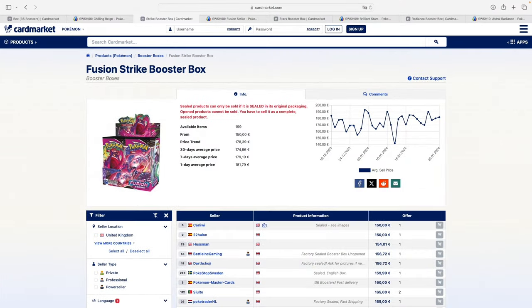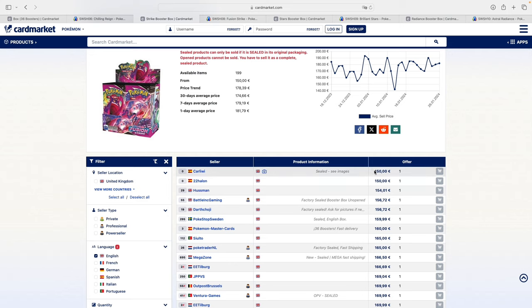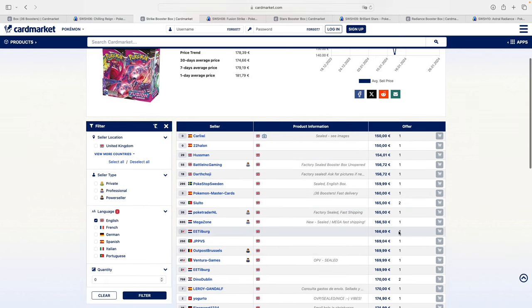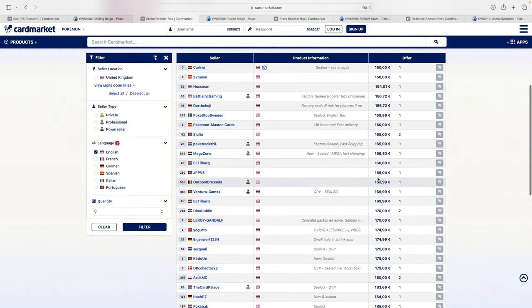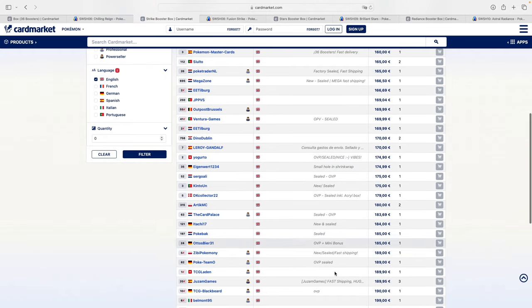Fusion Strike is quite interesting. Why? A little spoiler. It is the set amongst the four that we have the least number of booster boxes available. As you can see here, lowest listed, 150 euros. However, these sellers have zero feedbacks, which is a bit suspicious. These three sellers here are from the UK. So if you're in the EU, you're going to have to pay customs, and shipping might be a bit more expensive than usual. And then here we see listings starting from 160 euros all the way up to 175 to 180.